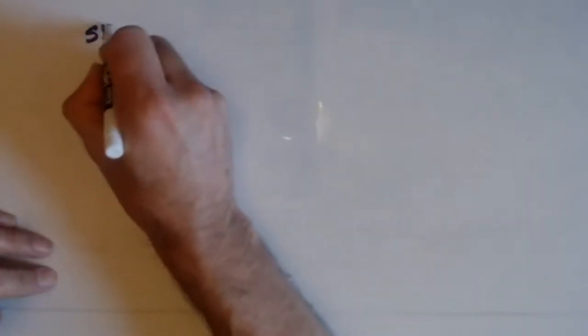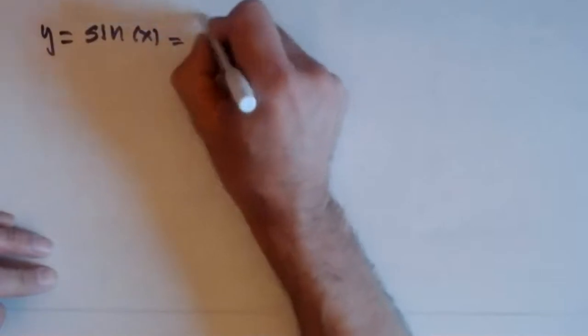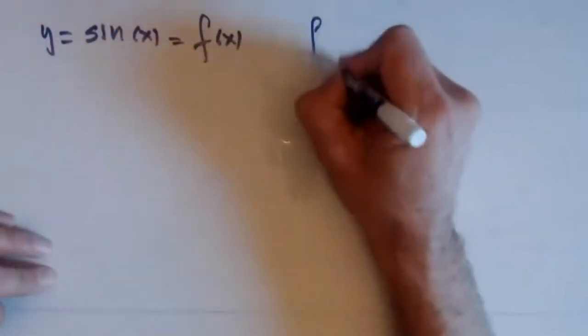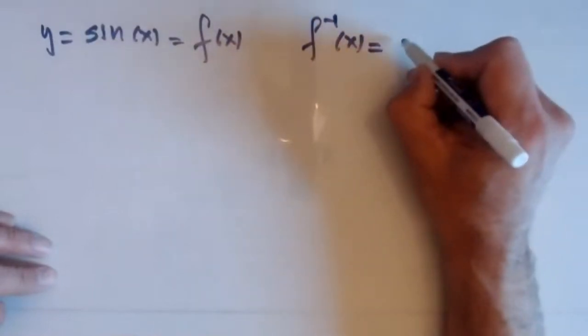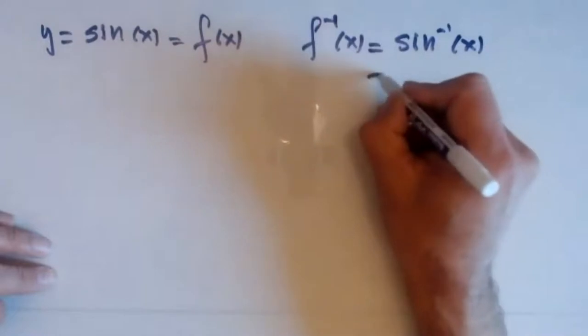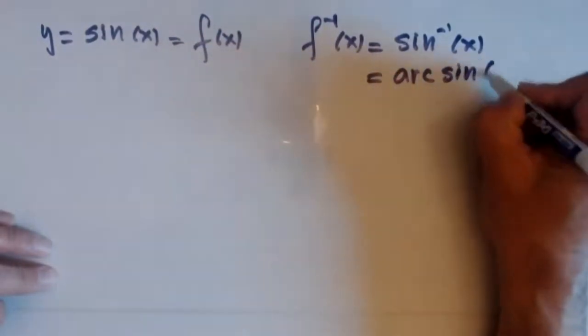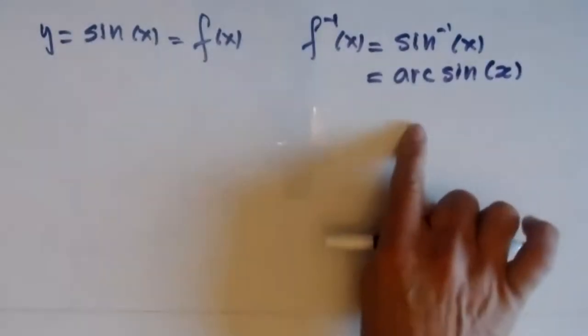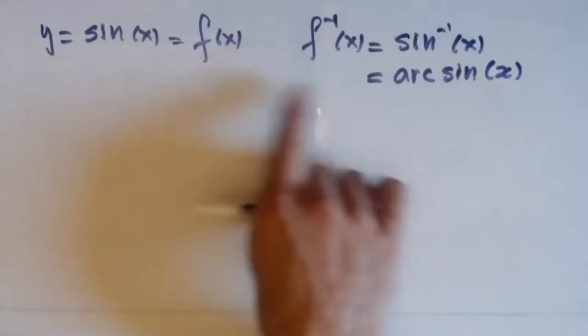For the sine of x, right? y equals sine x. This is f of x. The reciprocal of the function, well, not the reciprocal, the inverse, is the sine -1 of x. Or also in the textbook, you are going to find that this is the arc sine of x. These two are the notation for the same function, the inverse of this.